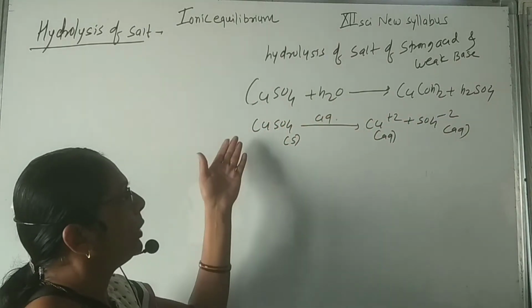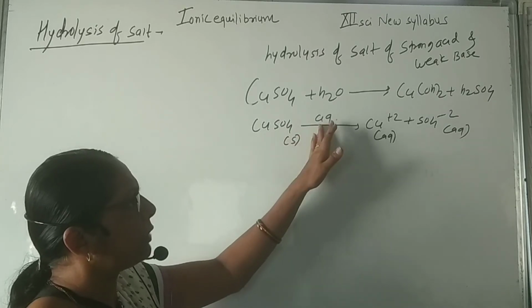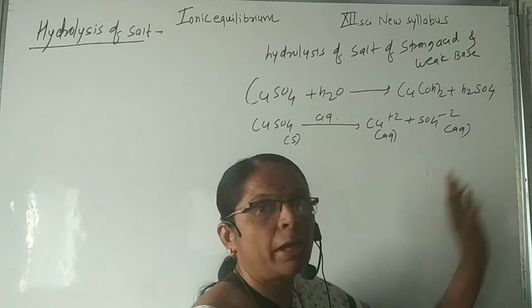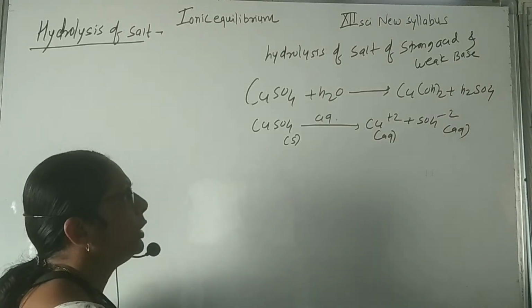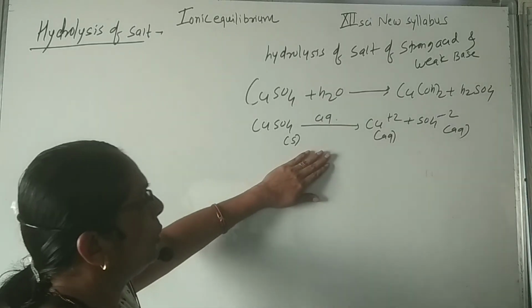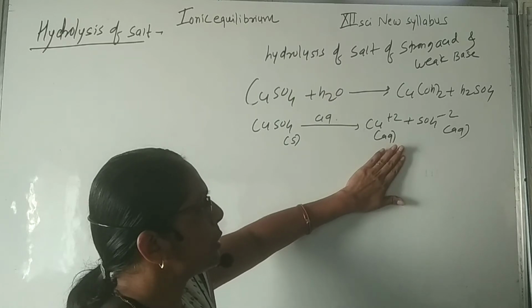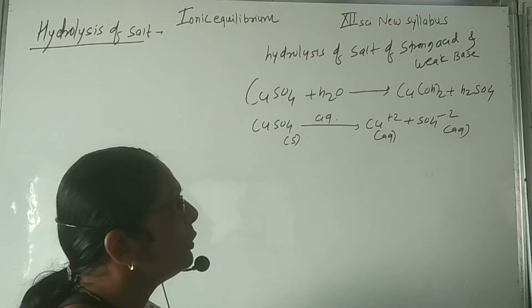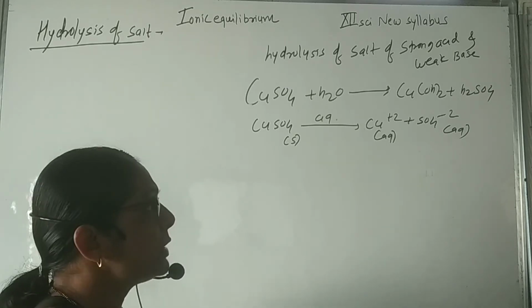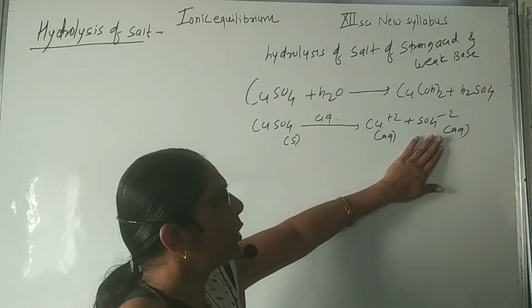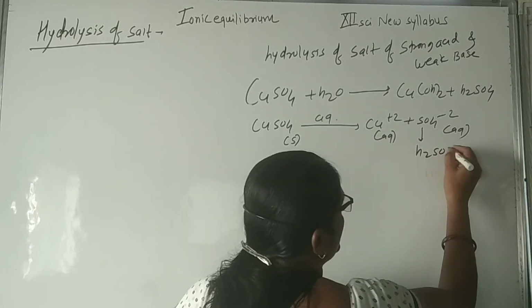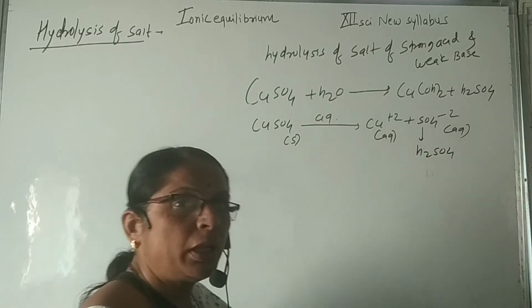In the ionic form, copper sulfate when dissolved in aqueous solution gives Cu2+ (aq) and SO4 2- (aq). So what happened? In the reaction mixture, you now have the ions Cu2+ and SO4 2-. SO4 2- has no actual tendency to react with water. It has a tendency to form H2SO4, and H2SO4 is a strong electrolyte.